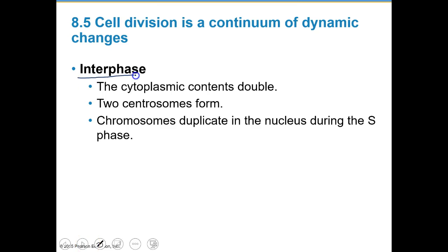So interphase, cytoplasmic contents doubles. We already saw that. Two centrosomes form and chromosomes duplicate. That was during our S phase.